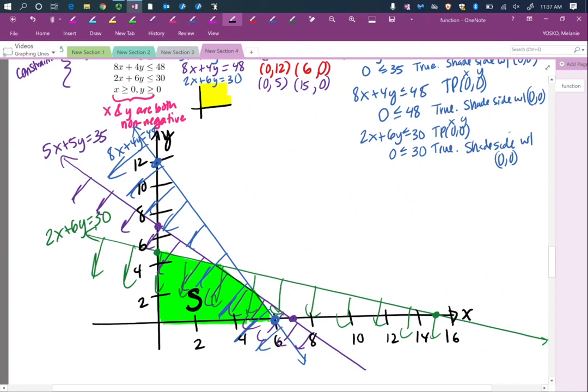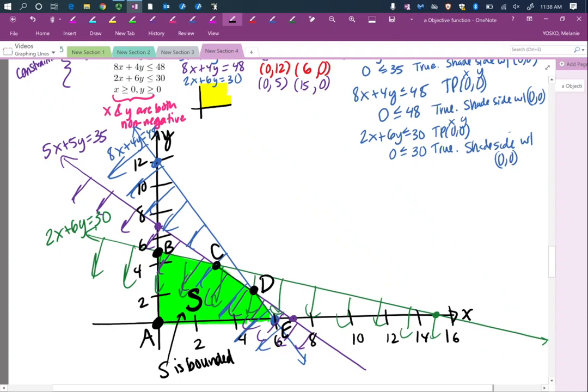We see that S is bounded. Now we need to find our corner points. We have a corner point here, let's call it A. We have a corner point here, let's call it B. We have a corner point here, call it C. There's a corner point here, D, and E. We need to find the coordinates of all of them.